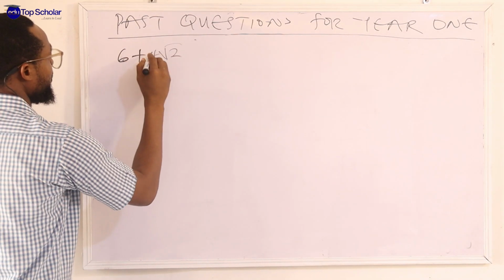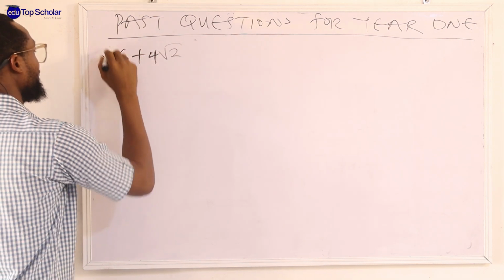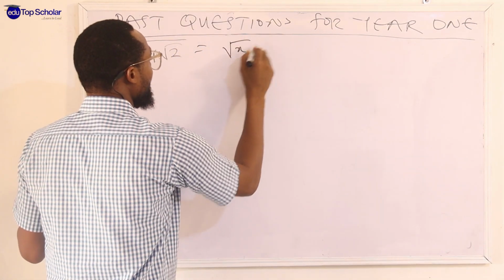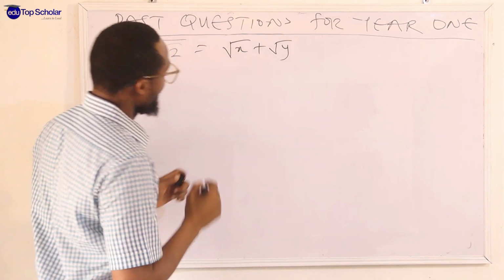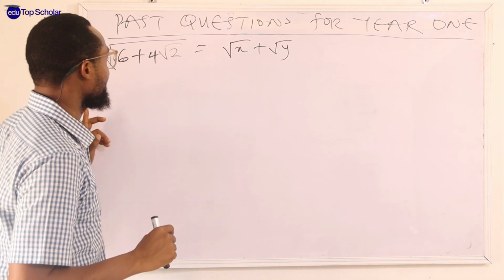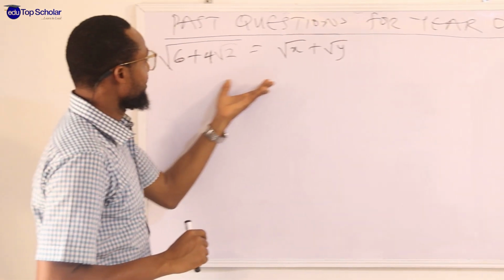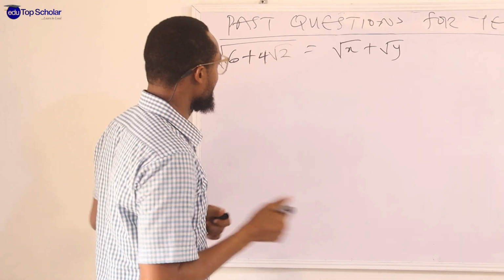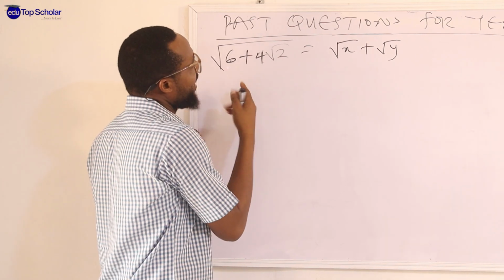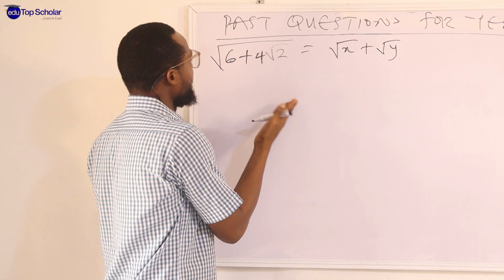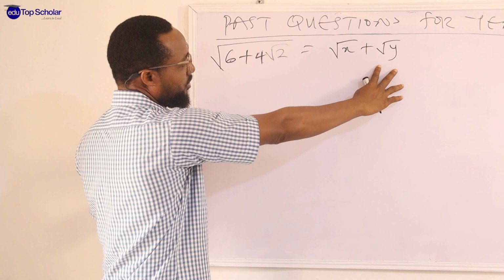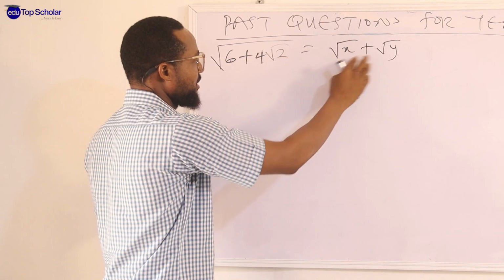6 plus 4 root 2. So if I want to find the square root of this, I will assume a solution root x plus root y. We have explained this in one of our videos in the past, where we generalize this, and we also solved an example. So now, I want to find the roots here. I have to take care of all these radicals one by one. This is the possible solution that I can have. I want to get the values of x and y.